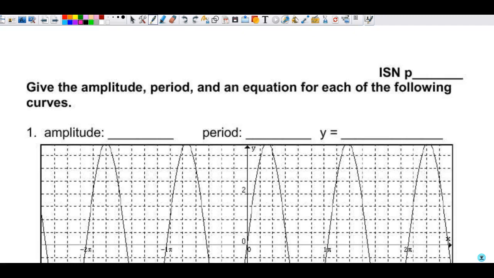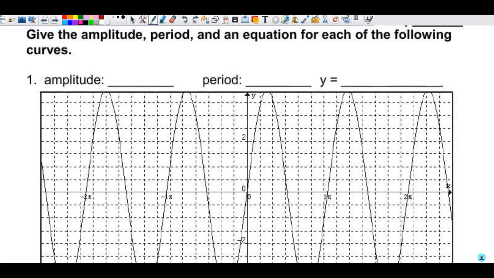Okay, so now I want you to get the last half sheet you have, which is like this, 118. This won't take us long to go through. Now we're going to find the amplitude and the period, and then also write the equations for these.